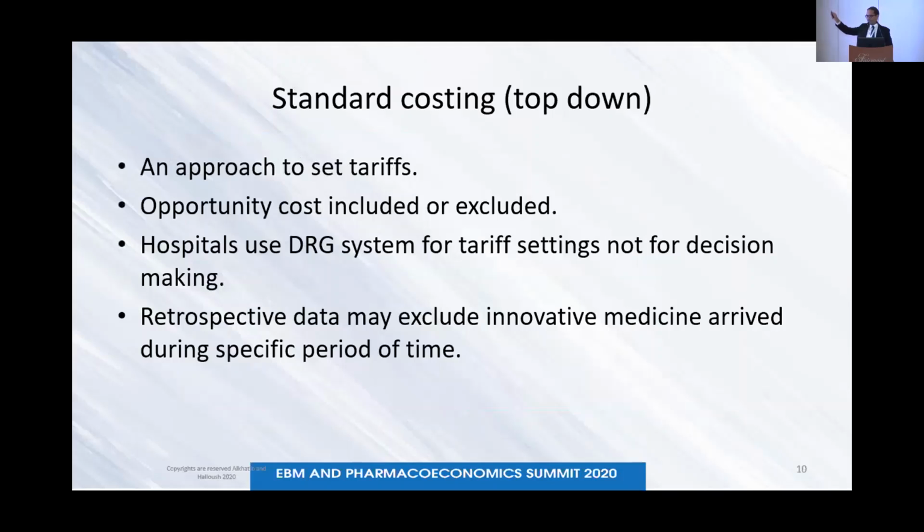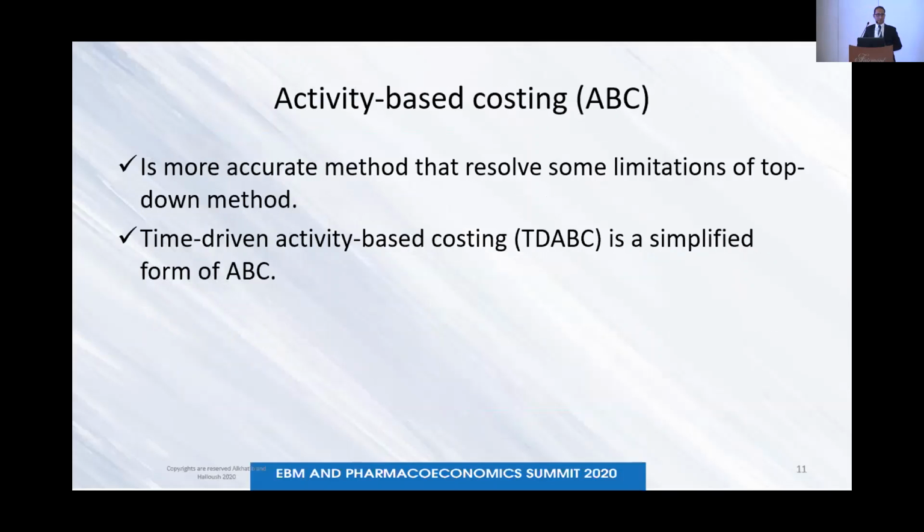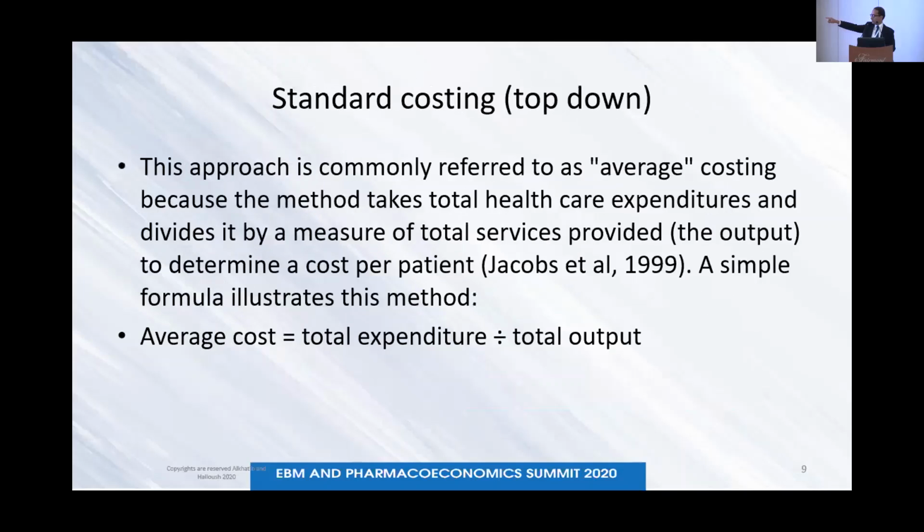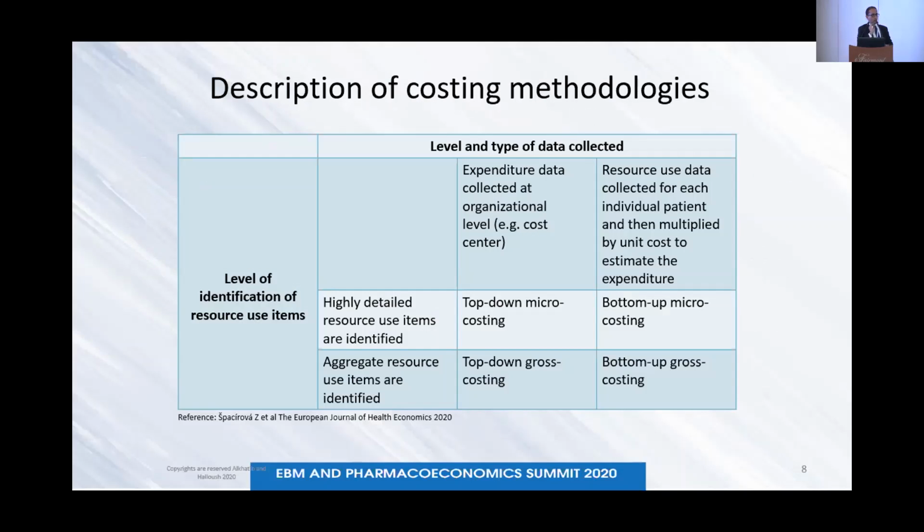I will not go into details; I'm going to wrap up. But the idea here is that each one has pros and cons. The cons of top-down is retrospective data. Sometimes innovative treatments will be missed if you use retrospective data over a specific period of time in the past. The pros of top-down is that it's easy and less time-consuming.